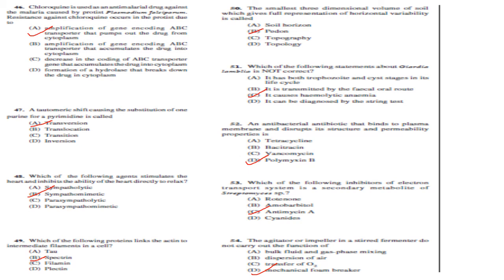The next one. Which of the following protein links the actin to intermediate filaments in a cell? So it is plectin and spectrin. So both B and D are correct. Answer is option B as well as option C is also correct. Not C, option D is correct. Spectrin and plectin.